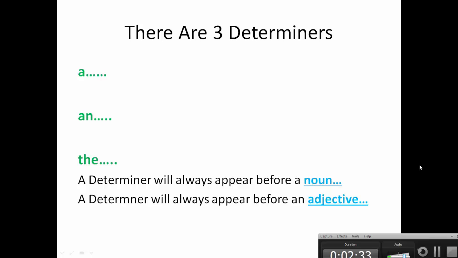Let me say that again. A determiner will always appear before a noun. A determiner will always appear before an adjective. Can you think of any nouns and adjectives that you could use? And be sure to use the a, the an, as well as the. We're going to have plenty of activities following this lecture.